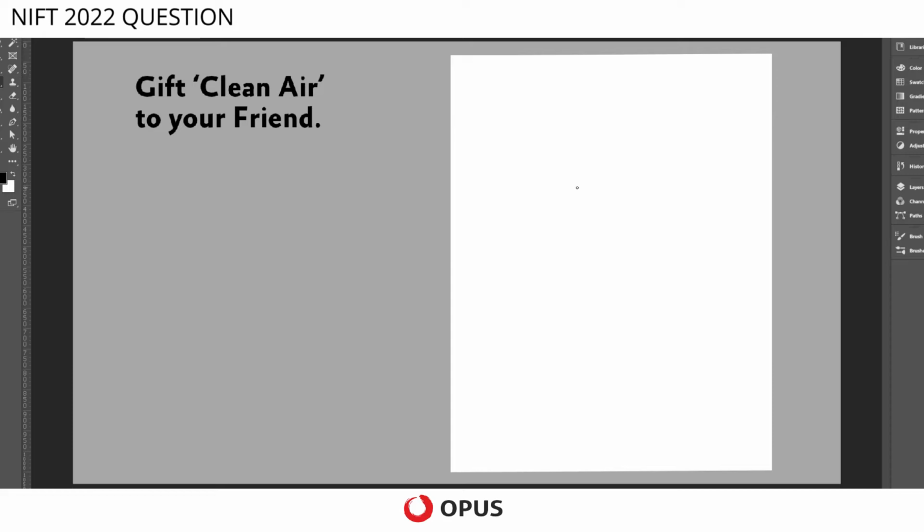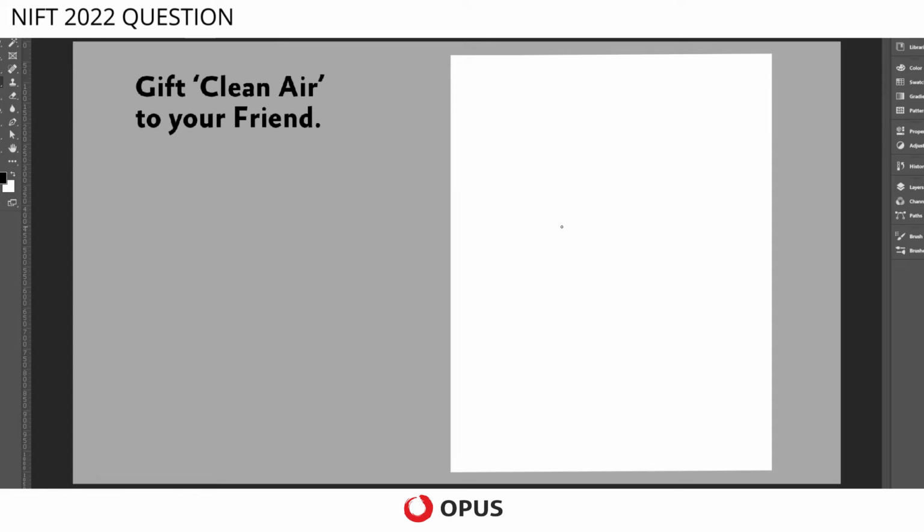So here we have to consider gifting clean air in a different sense, like how we can gift clean air to a person as a gift. One such example is home plants, which help in purifying the indoor air and create chemicals which are useful and healthy for a person. So that is how we have to perceive the question and start to sketch out what can be a gift for the person.